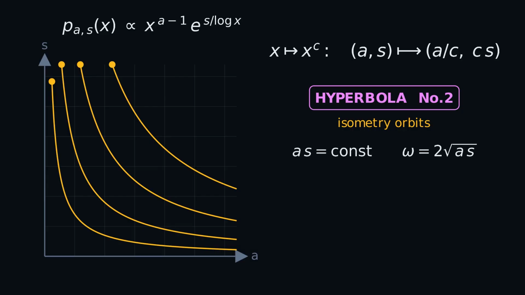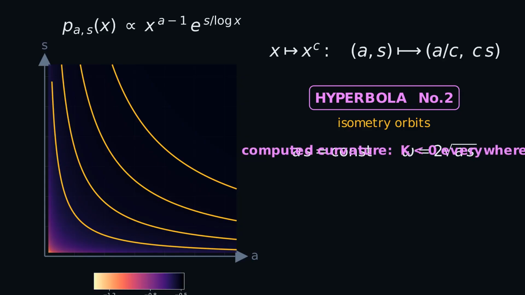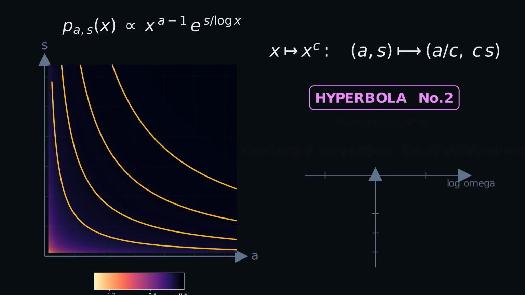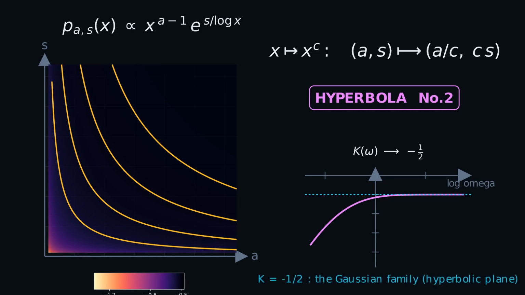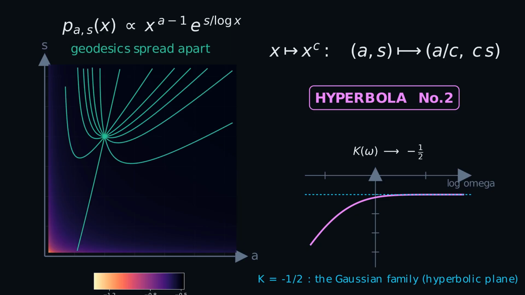Because of the symmetry, all the geometry depends on a single invariant, omega equals 2 root as. We computed the Gaussian curvature across the entire manifold, and it is negative everywhere. Steeply negative near the boundary, then climbing and leveling off at exactly minus 1/2 as omega grows. Minus 1/2 is a famous number. It is the curvature of the Gaussian family, whose Fisher geometry is precisely a hyperbolic plane. Negative curvature is the hyperbolic signature. Geodesics that start out parallel drift apart, and triangles come out thinner than their flat cousins.